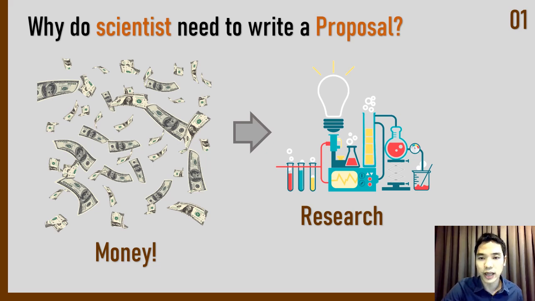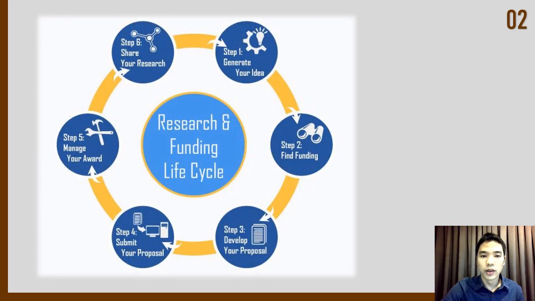So in order to get that money, we need to write a proposal to the funders, and they will consider whether our proposal or our research is important or not, and they will decide to give us money based on our proposal. To make it a little bit clearer, let's have a look at this research and funding life cycle.